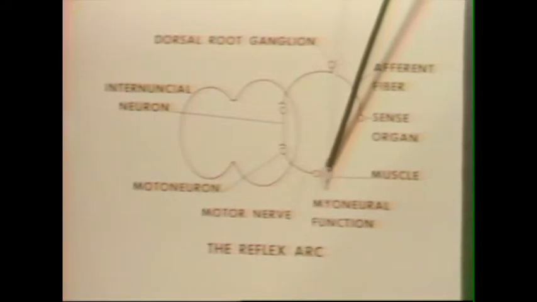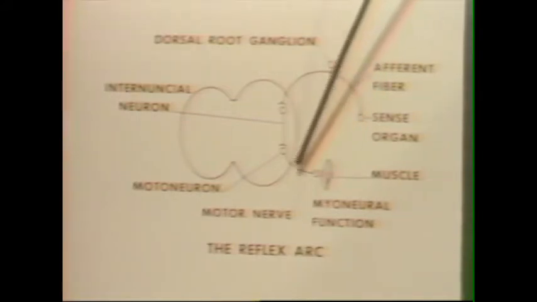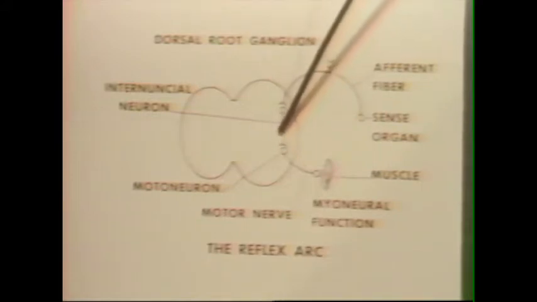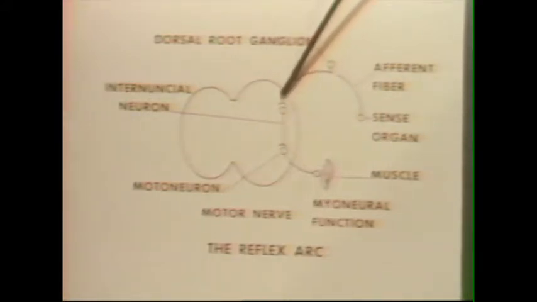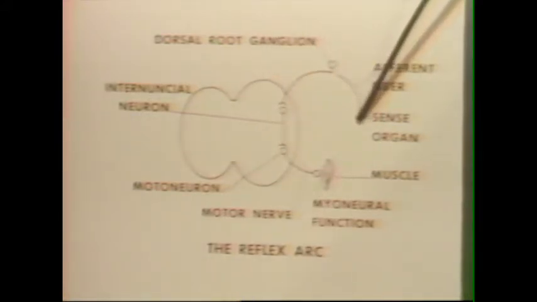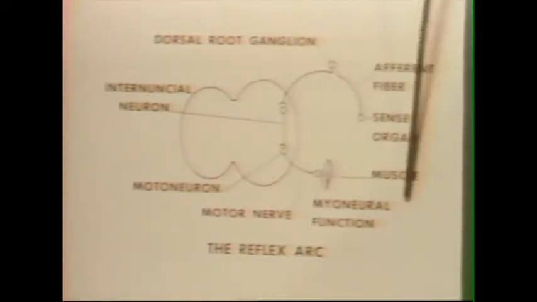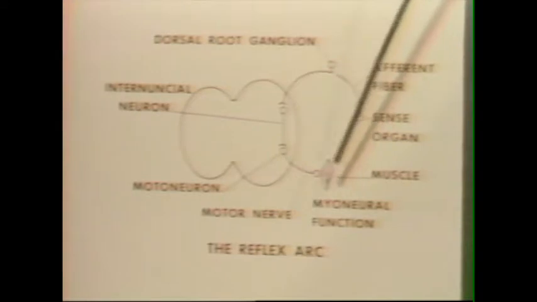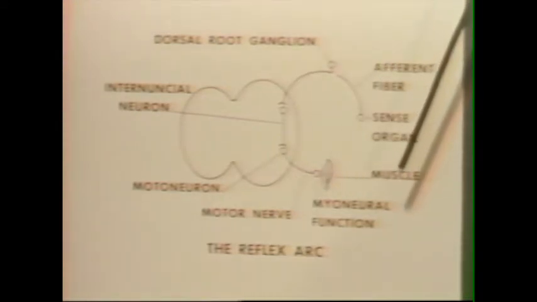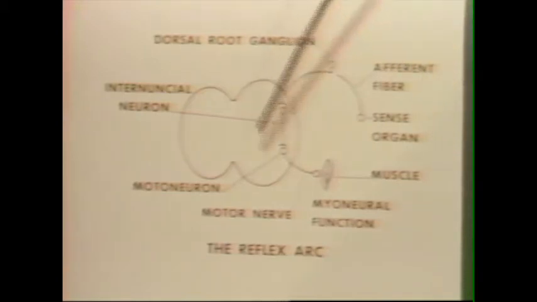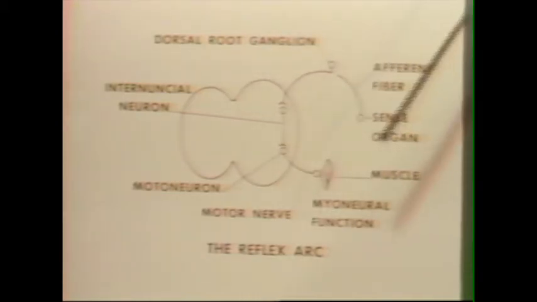So here are the parts, looking at them that way. The muscle, the myoneural junction, the motor nerve, the motor neuron, the internuncial neuron, the dorsal root fibers, the whole making a reflex arc and this forming the essential functioning unit. The parts then, for the first time, put together in a whole that performs a useful function.